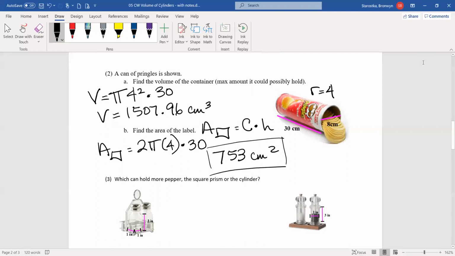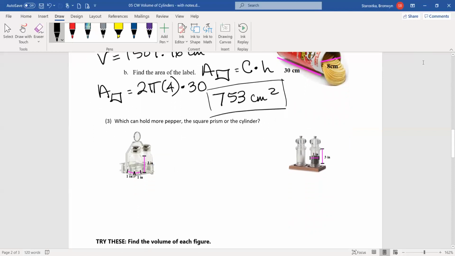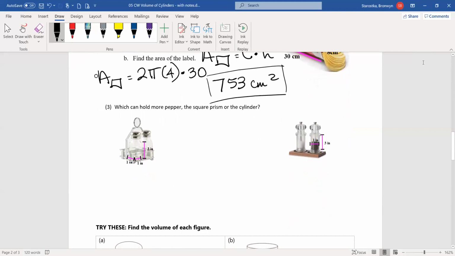Here we go. What can hold more pepper, the square prism or the cylinder? So I can tell you right off the bat. Let's analyze this before we do the math and prove it. Here's the square, and here's the circle. They have the same diameter. So what do you think? All right, let's prove it then.